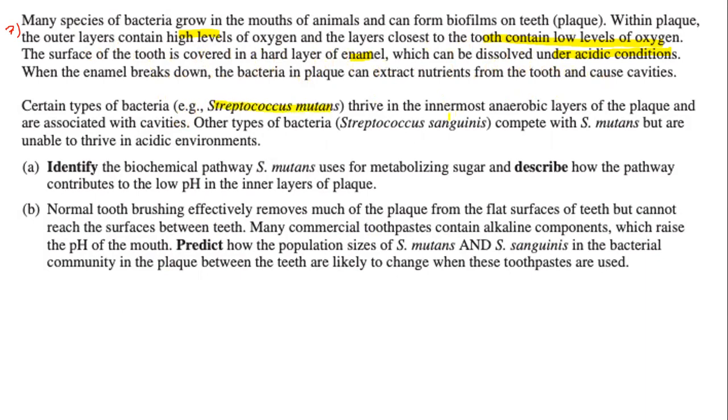The Streptococcus mutans thrive in the innermost anaerobic layers of the plaque and are associated with cavities. Other types of bacteria, the Streptococcus sanguinis, compete with the S. mutans but are unable to thrive in acidic conditions.